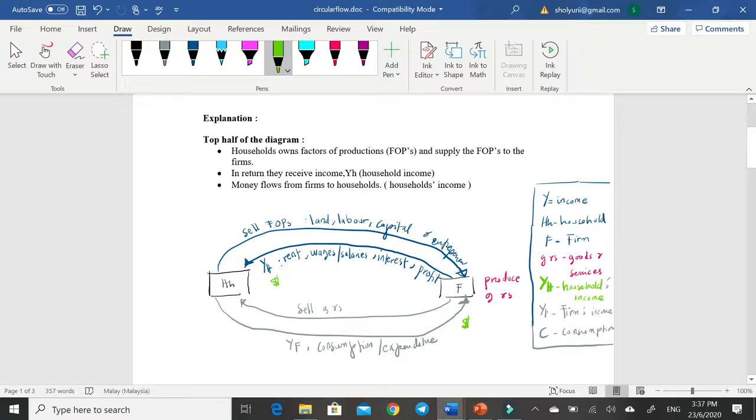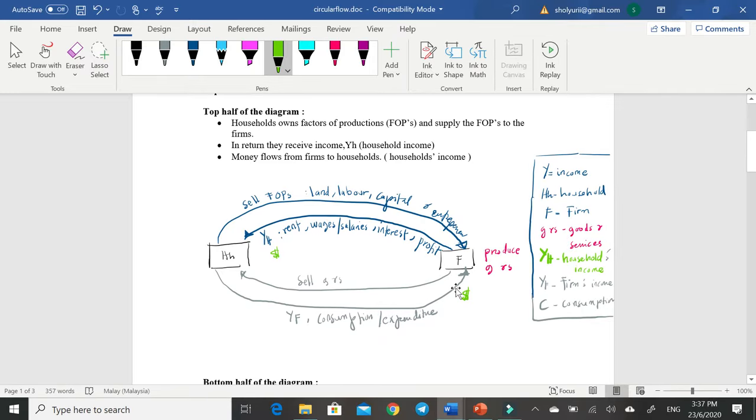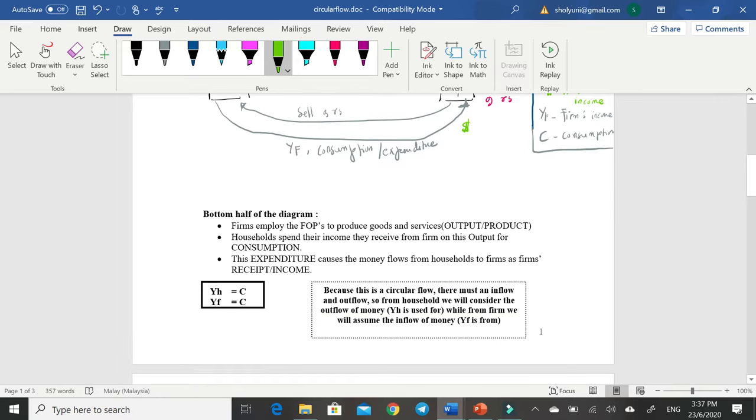Because sekarang we don't have government. So household tak perlu bayar cukai, firm pun tak perlu bayar cukai. So dia tak ada ke mana duit tu. Solely duit yang household earn is for consumption. Because this is only two sectors, a simple economy. Sebab tu dia kata, because this is a circular flow, there must be an inflow and outflow.